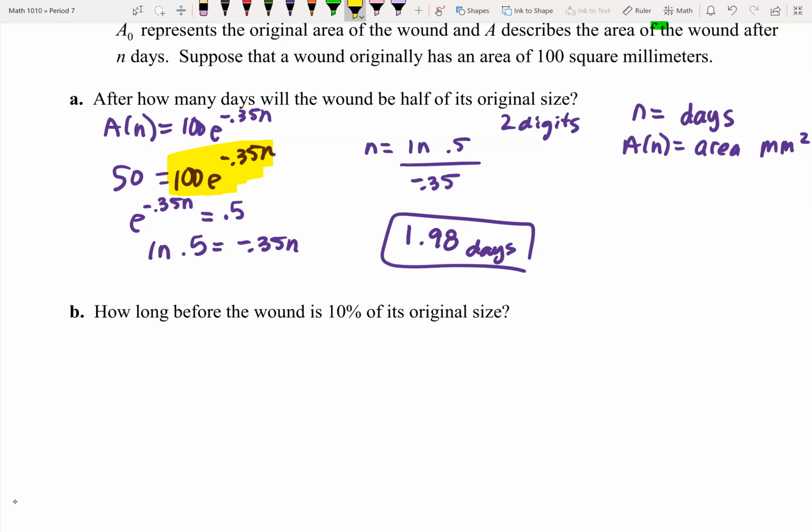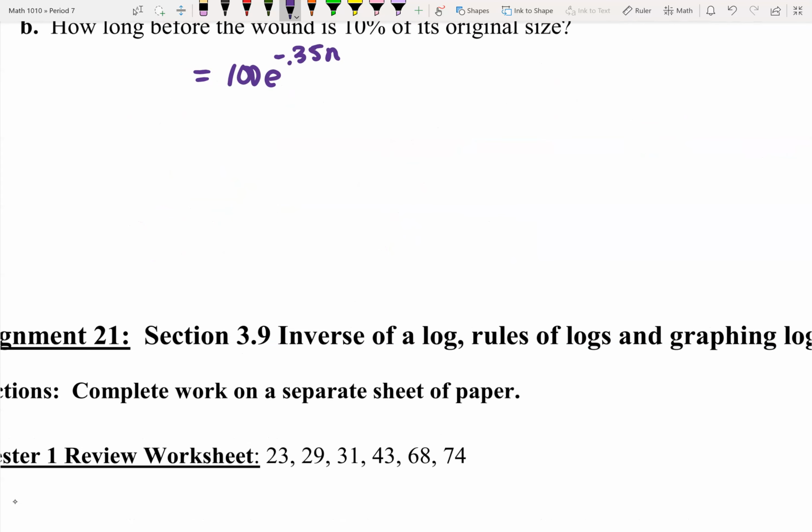Okay, how long? Everybody put equals 100e to the negative 0.35n. I know I'm finding n. Before the wound is 10% of its original size. Somebody tell me what to put on the left-hand side. It is 10. 10% of 100 is 10. What am I going to ask you? Are you stuck? What's the answer? No. What do you do? Divide by 100. So you have e to negative 0.35n is 10 divided by 100, which is 0.1.